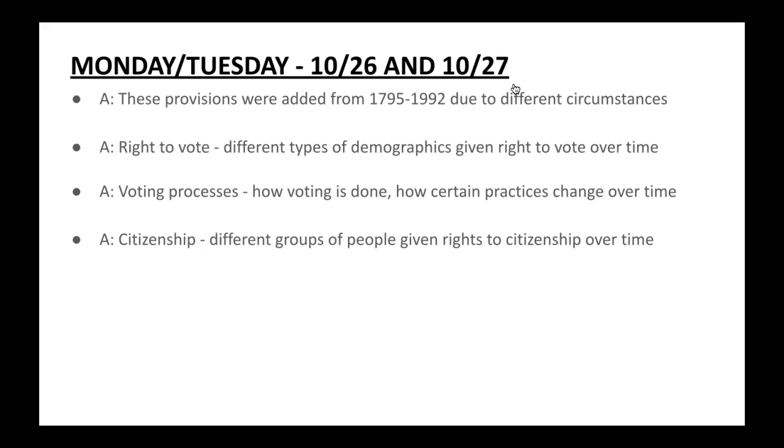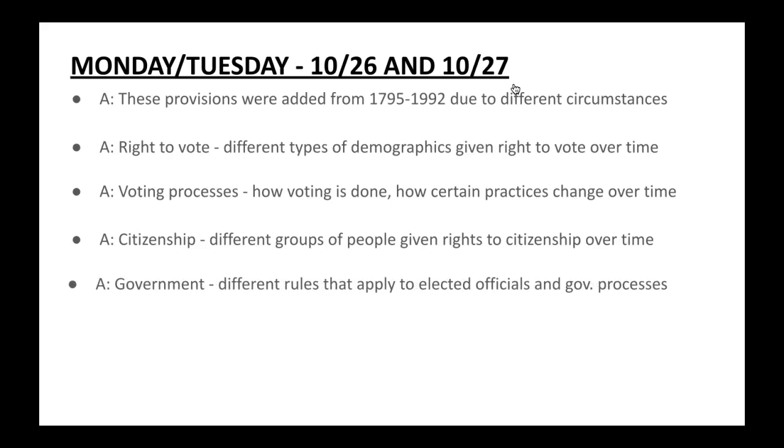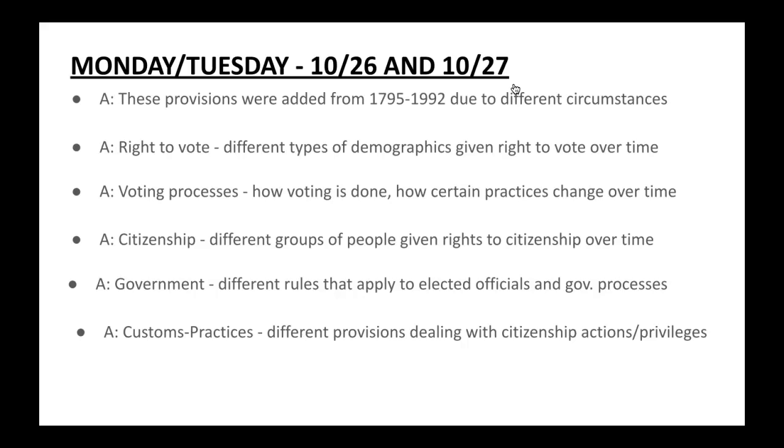Additionally, the provisions set forth from 11 through 27 also deal with issues of citizenship. Different groups of people were given different rights to citizenship and access to rights over time, so understanding that story is crucial. And also, these amendments deal with the workings of our government, of course. Different rules that apply to different elected officials and government processes. Understanding that is really important to being a functioning citizen of our democracy. And then, of course, last but certainly not least, customs and practices are really important to understand too, like the different provisions dealing with citizenship, actions, and privileges. So as you guys can see, Amendments 11 through 27, although easily clustered together and often forgotten about, sadly, do matter, I would argue, just as much as the Bill of Rights to the Constitution.